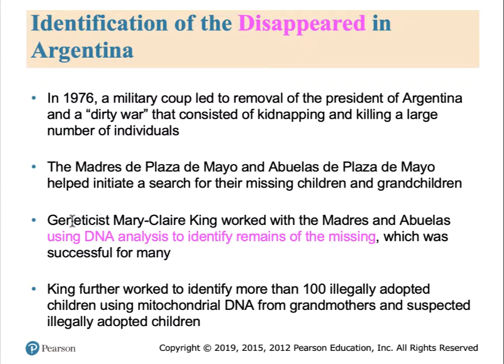One of these geneticists was Mary Claire King, and she worked with both groups, and she was able to identify more than 100 illegally adopted children using mitochondrial DNA from the grandmothers, with the same assumptions we saw on the previous slide, that mitochondrial DNA is fully inherited by all the children of that mother.